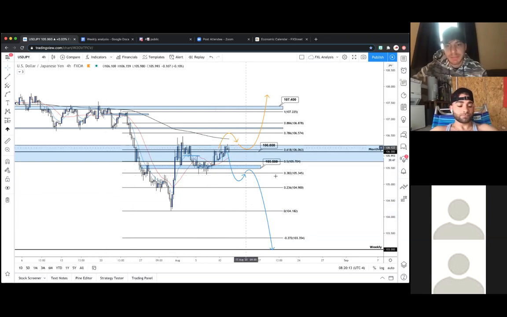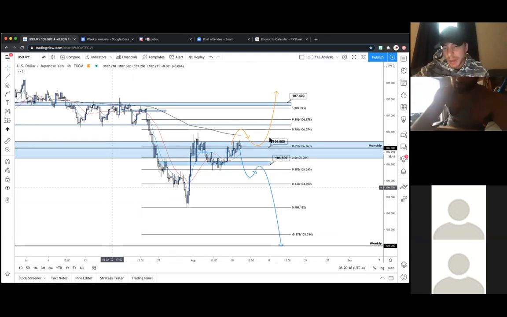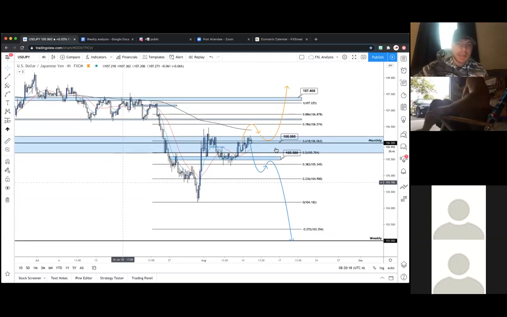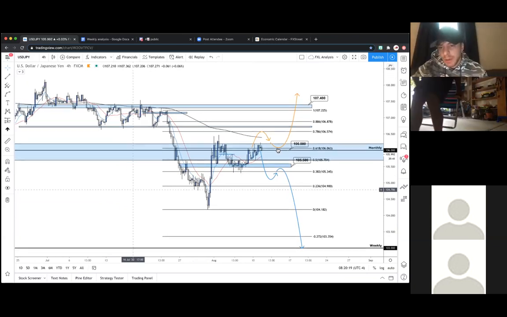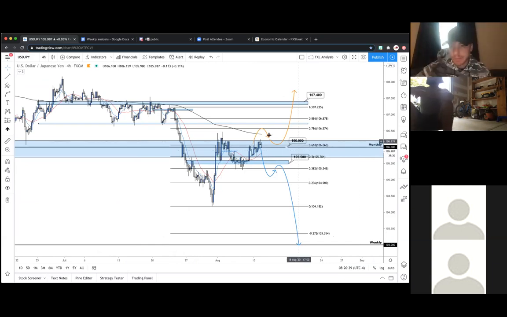Okay, so that is the bearish setup for this. It's looking highly probable right now. But as always, I'm going to go over what needs to happen for us to consider long opportunities, right? Clearly, first thing we need to see is a break of this monthly. 106 has to be broken.